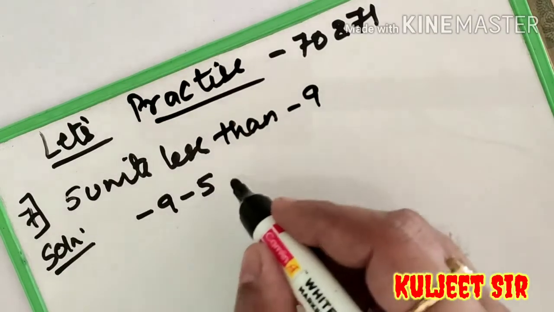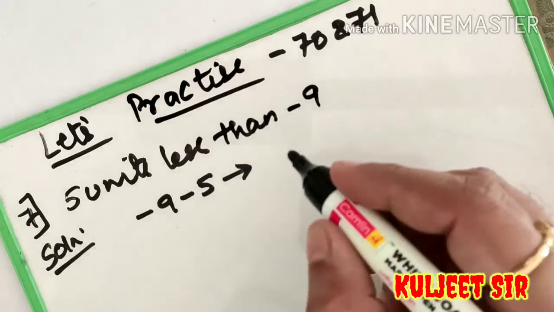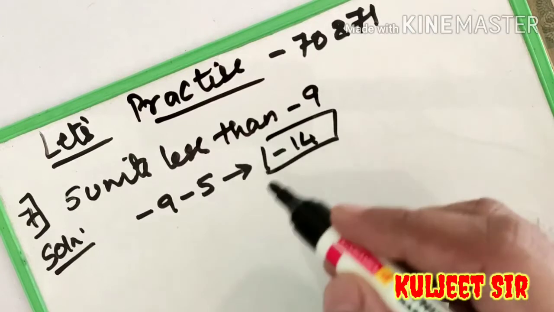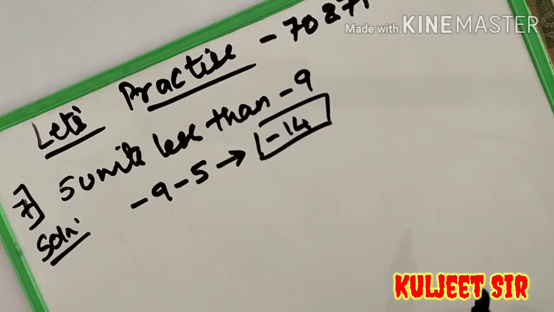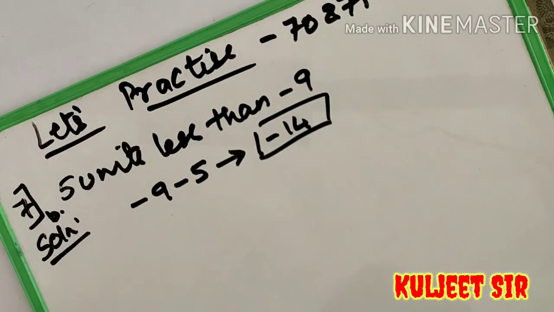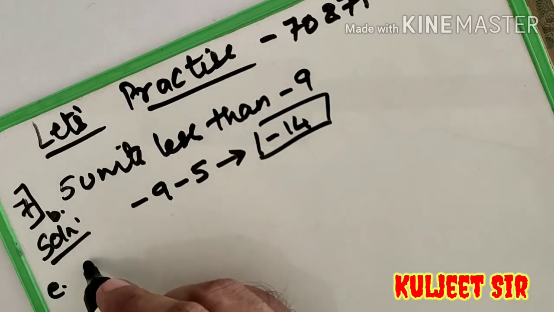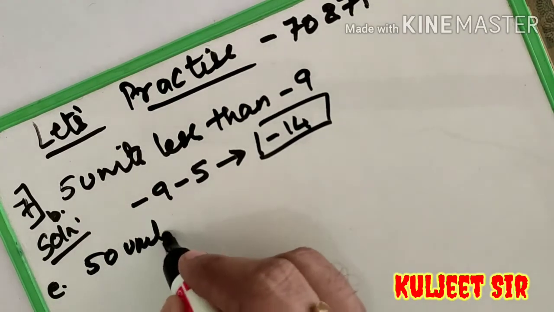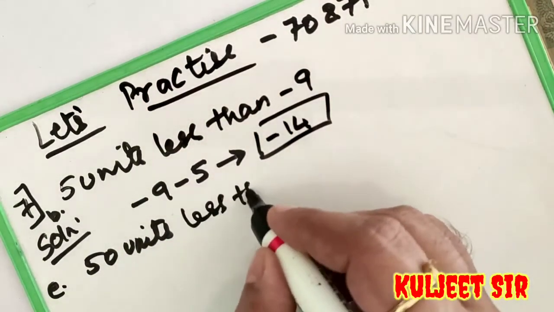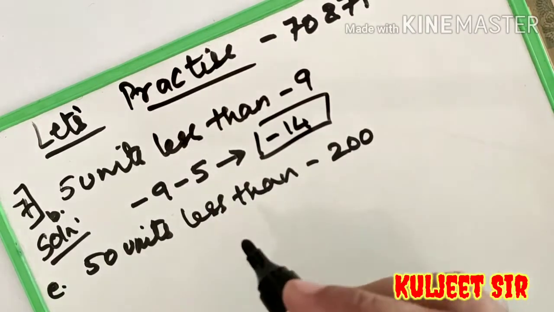Minus 9, minus 5. If you move on to the number line, both the numbers are negative integers, so we add up the two numbers and we get our answer as minus 14. So minus 14 is for solution 7b. I forgot to mention this is 7b. We'll take one more example, 7e, same way. 50 units less than minus 200. See, the method and the technique here go the same.